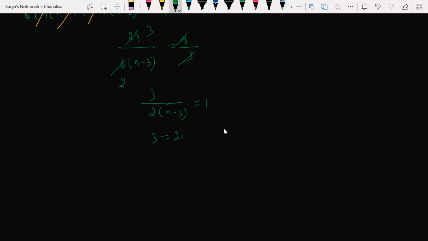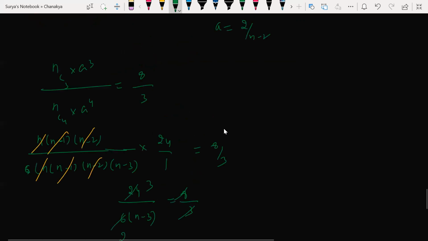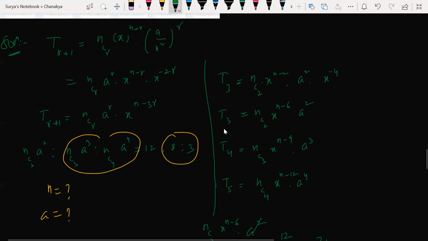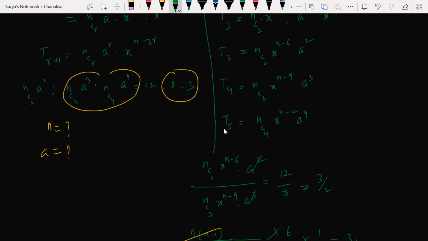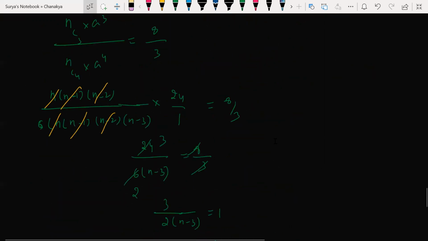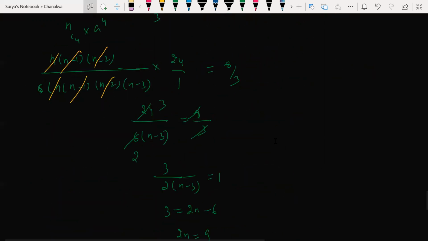So 3 is equal to 2n minus 6. 2n is equal to 9. n value is 9 by 2. If n value is 9 by 2, I think, what is the n value we got? I think we made a mistake here.